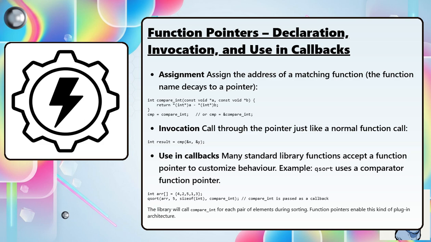Use in callbacks. Many standard library functions accept a function pointer to customize behavior. Example: qsort uses a comparator function pointer. int r[] = {4, 2, 5, 1, 3}; qsort(r, 5, sizeof(int), compare_int); // compare_int is passed as a callback. The library will call compare_int for each pair of elements during sorting. Function pointers enable this kind of plug-in architecture.